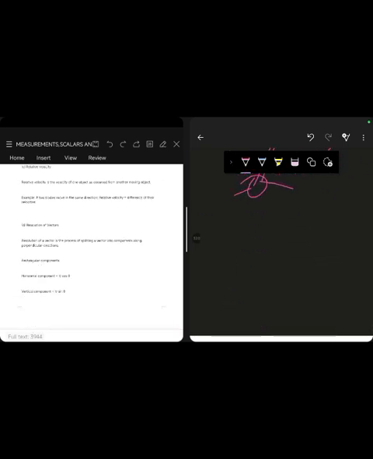So I remember what I said. Scalar quantities are quantities that have magnitude but no direction. Then vector quantities have magnitude, they have a value, and they also have direction. So we now have resolution of vectors. Since vectors have direction, we can resolve them into horizontal and vertical components.